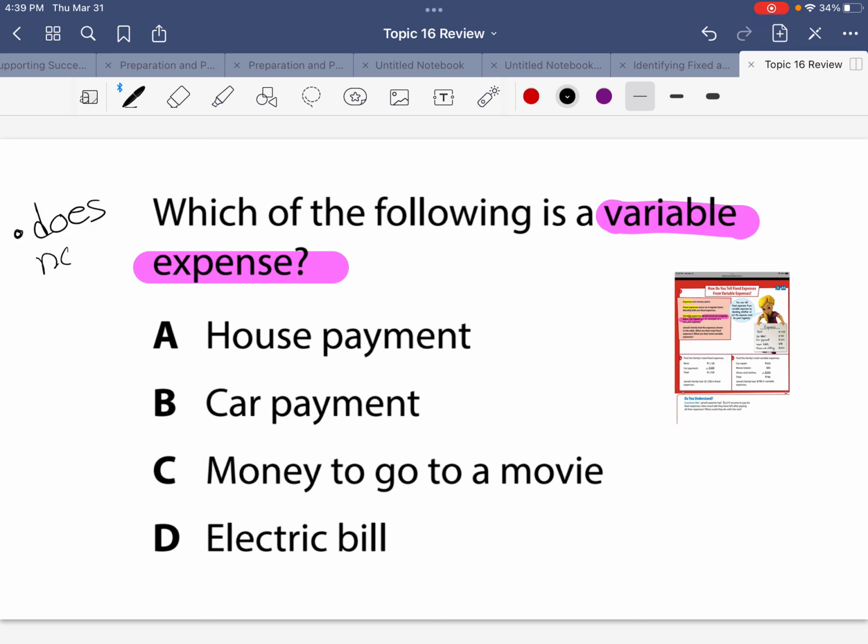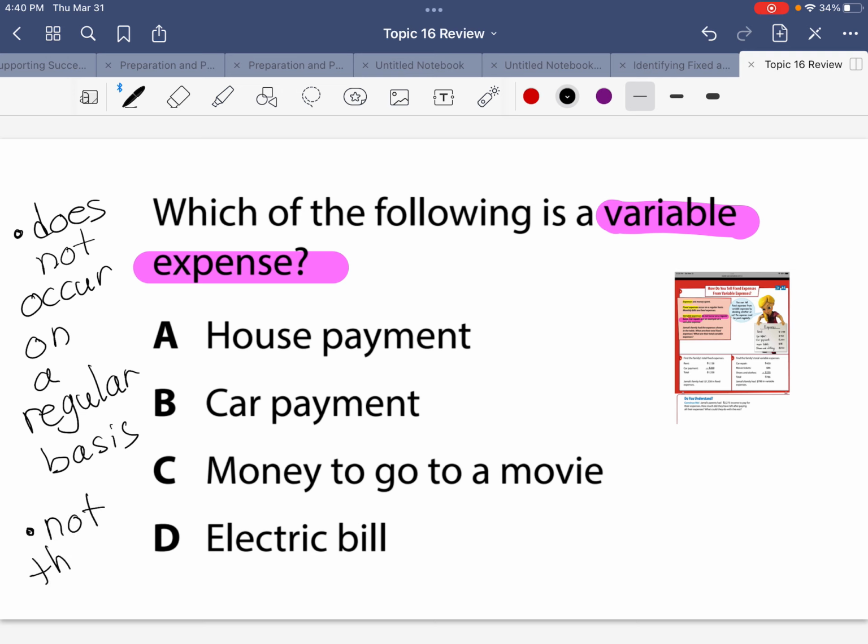does not occur on a regular basis. Okay? And also, it doesn't mention it, but also not the same price. Okay, so a variable expense does not occur on a regular basis, which just means it does not occur on the same day every month, and it's not the same price. Okay, their prices are always different.